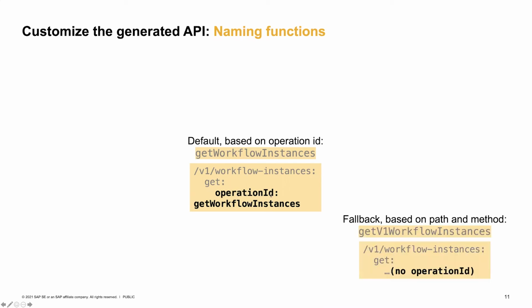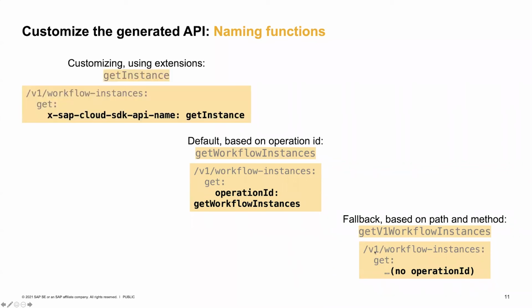That is the default. As a fallback, again, if there is no operation ID, we use the path and the method name to get a name for the path. So here we would use get v1 workflow instances based on the path that you see. And again, customizing is possible through the SAP Cloud SDK API name, and this specifies the name that you can use.